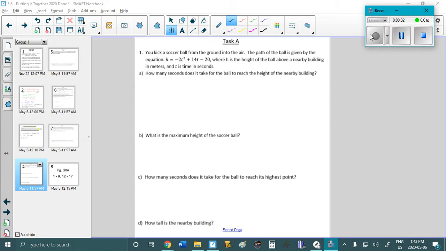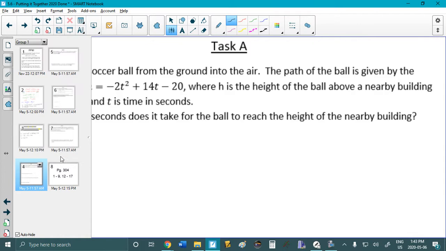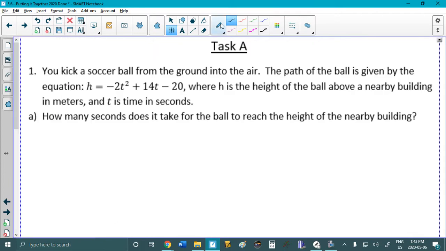Okay, hello folks. What I'm going to do is do a video of me solving these problems because some of them are kind of tricky. I'm also just going to post the solutions as if I gave them to you on paper, but some of you might find this helpful.